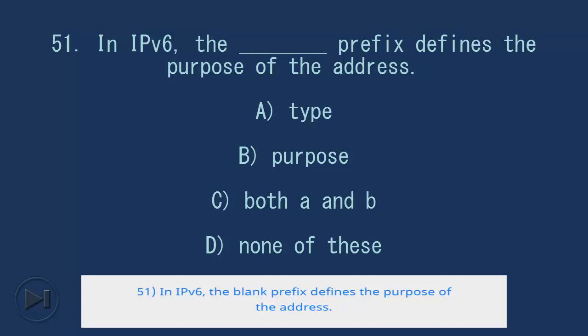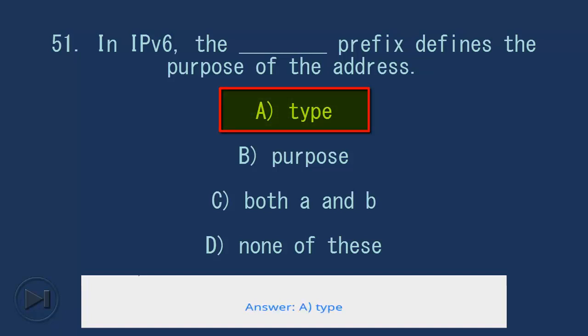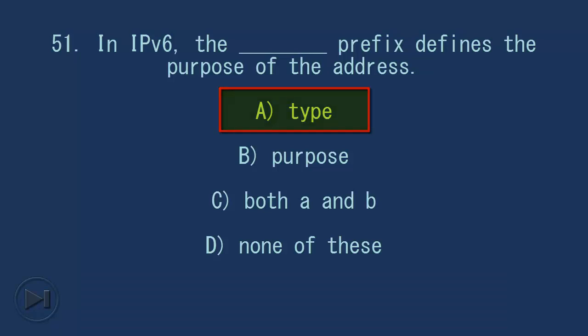51. In IPv6, the blank prefix defines the purpose of the address. A, type. B, purpose. C, both A and B. D, none of these. Answer, A, type.